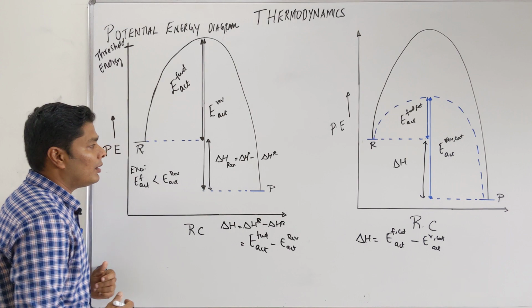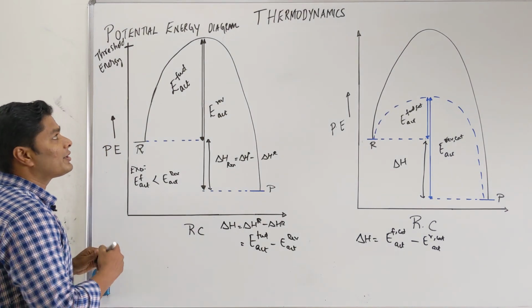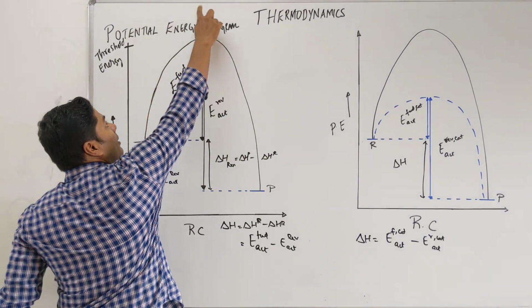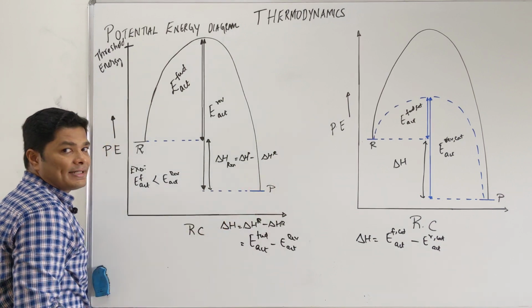If you take negative catalysts or the inhibitors, what will happen is they raise the alternate pathway mechanism.